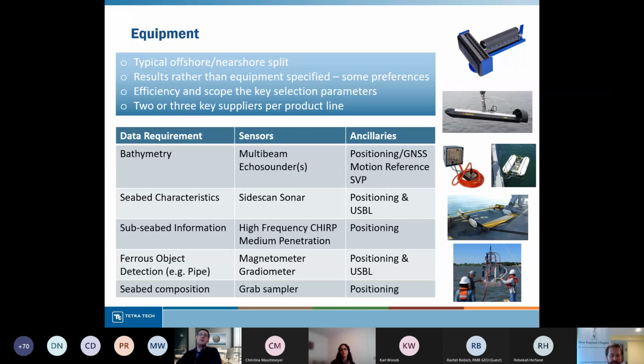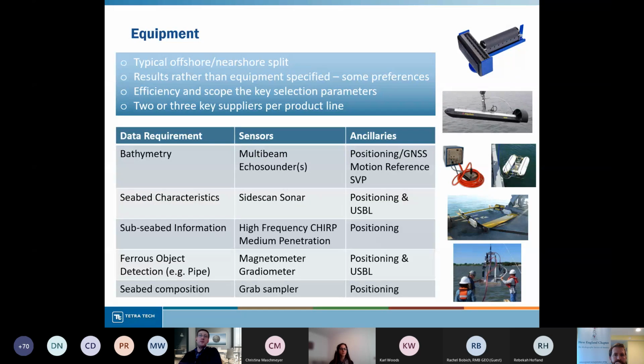For sub-bottom, they do want a kind of dual approach of both a high frequency and what they call medium penetration or multi-channel seismic. The key requirement there is to get information down to below the depth that you're going to put things into the seabed, which for a typical monopile, I think, is about 10 or 15 meters. It depends on the size of the turbine.